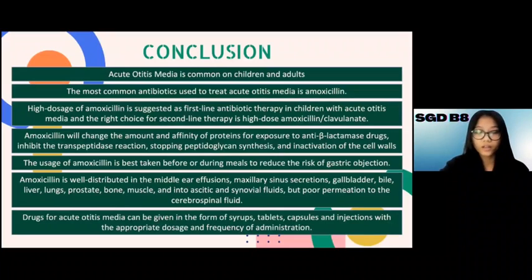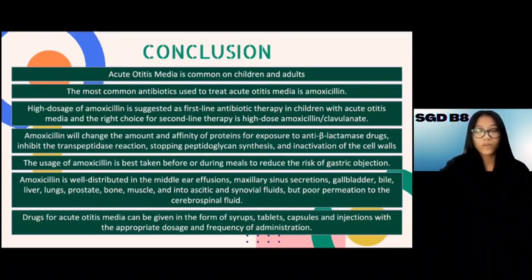In children and adults who are not allergic to penicillin, 10 days of high-dose amoxicillin might be a treatment option. High-dose amoxicillin is suggested as first-line antibiotic therapy in patients with acute otitis media. And for patients who are unsuccessful with amoxicillin, the right choice for second-line therapy is high-dose amoxicillin with clavulanate. Amoxicillin will change the amount and affinity of proteins for exposure to anti-beta-lactamase drugs and inhibit the transpeptidase reaction, stopping peptidoglycan synthesis and inactivating the cell walls.